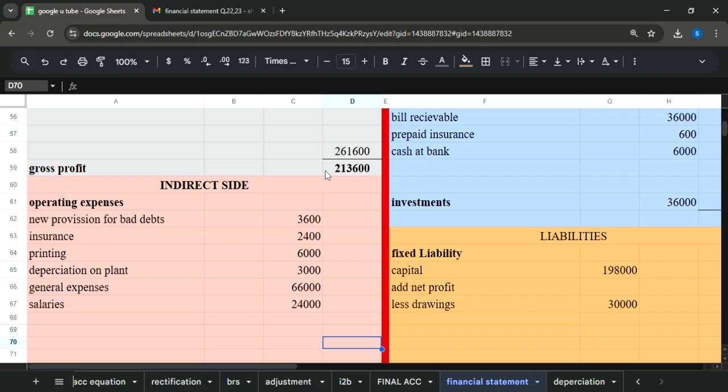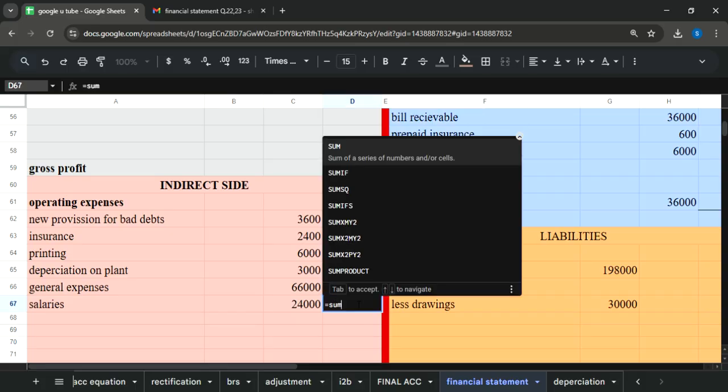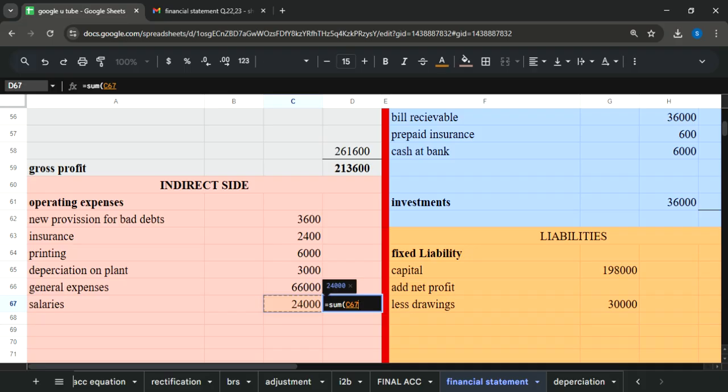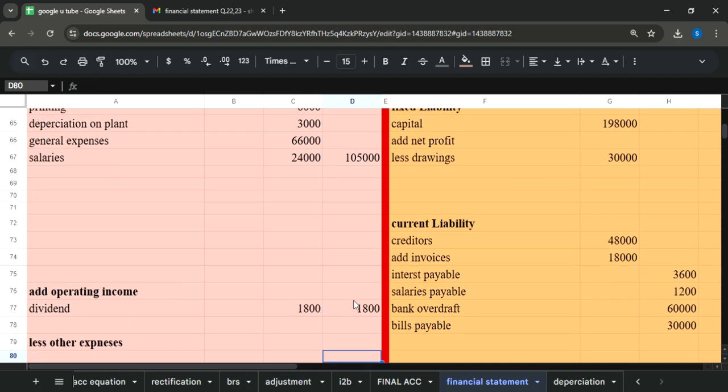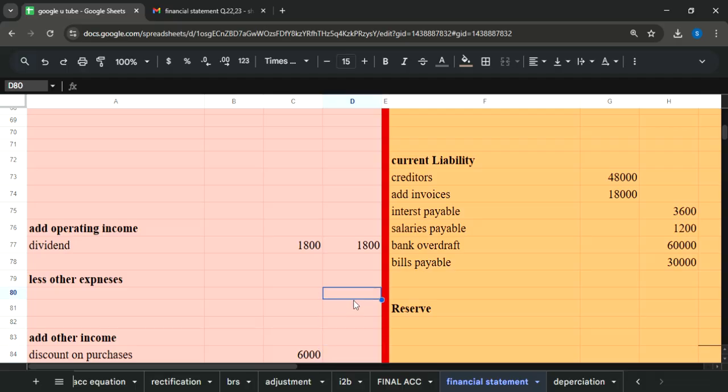Now we are ready to start our calculation regarding net profit. First, we will take the sum of all operating expenses. Then we have our operating income. There are no other expenses, 0.